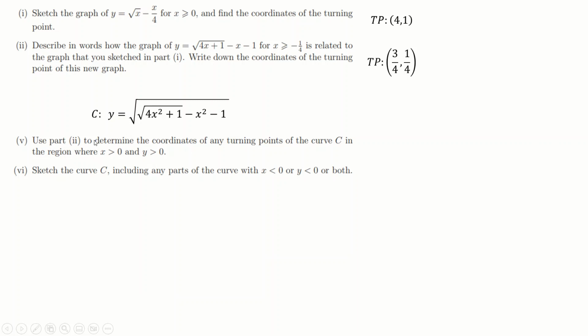Last 2 parts here is to use part 2 to determine the coordinates of the turning point of this. So okay, how are we going to use part 2 to do that? Well, we know the turning points of this, we worked that out. So how do we change that to be the turning points of this? Well, there's a couple of things to do here. Firstly, y is the root of all of this. So whatever x was to get the turning point, and whatever output for y that gave us, we're going to root that to get our new y coordinate. So we just need to root a quarter, which gives us a half.